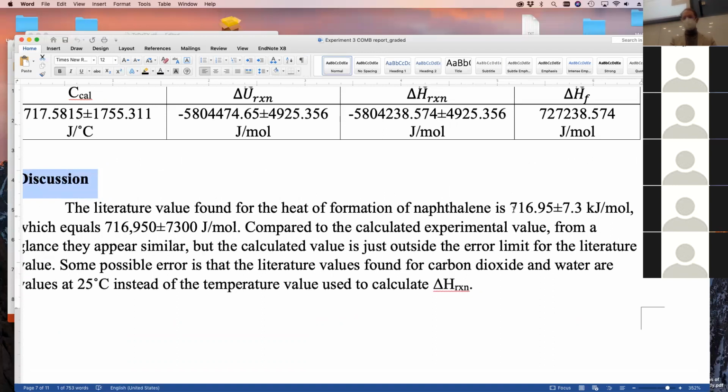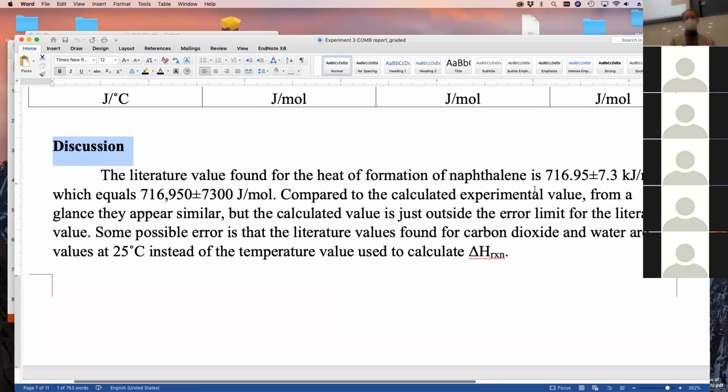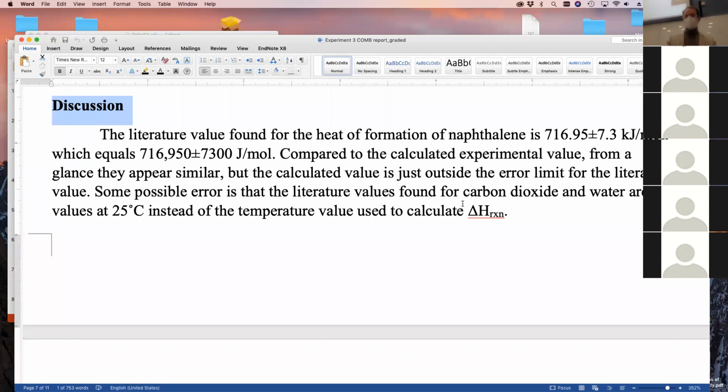So the literature value is 717 kilojoules per mole. The value they got was 727 kilojoules per mole. So it's pretty similar, but it's slightly outside the error bound. And so they discussed a possible reason why that might be. And they said, well, the literature value was obtained in an experiment that was performed at 25 degrees Celsius, but actually in our experiment, the temperature was like 22 degrees Celsius.